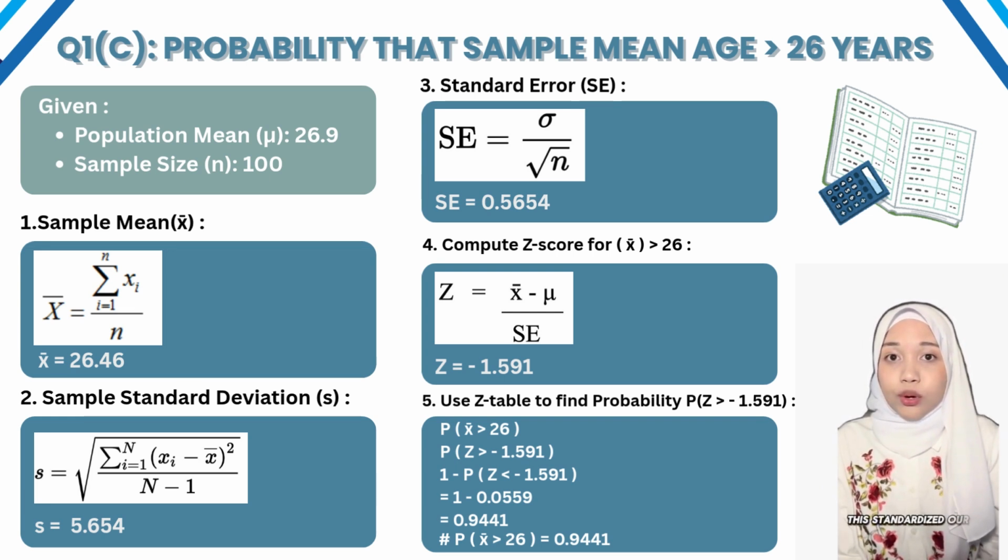Step 4, we compute the Z-score. This standardizes our result, so we can use the Z-table. The formula is the sample mean minus the population mean, divided by the standard error. That gives us a Z-score of negative 1.591.